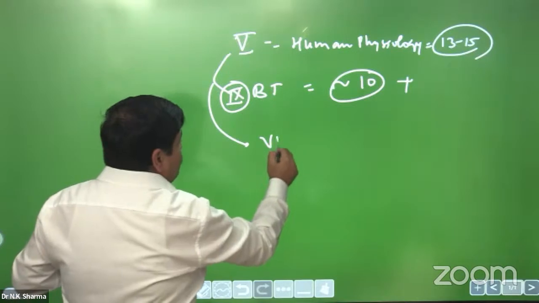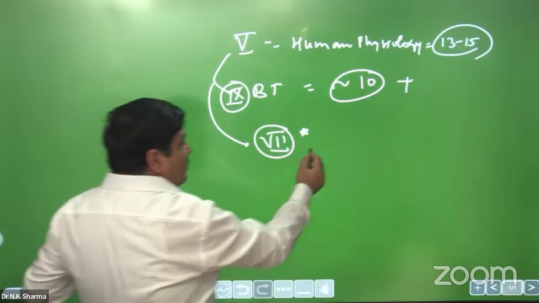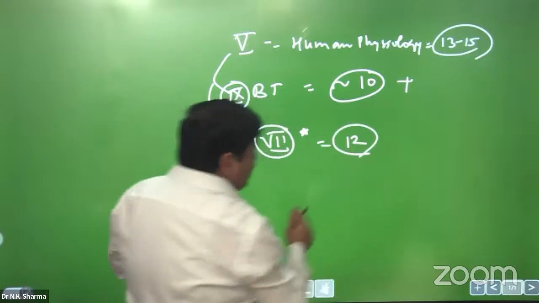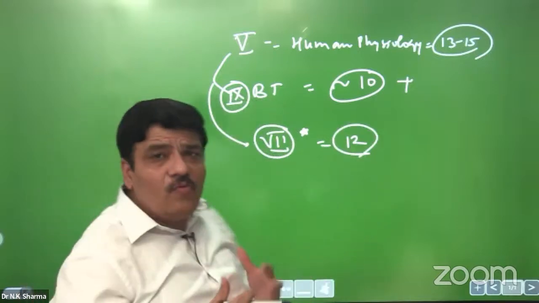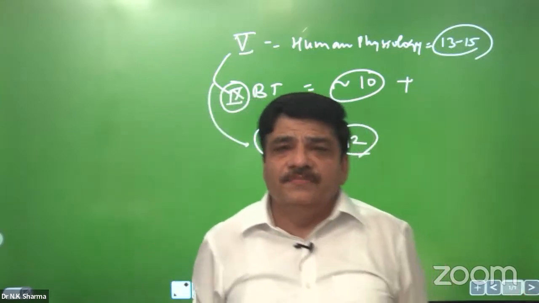And similarly, unit 7. In unit 7, I would say chapters number 5 and 6, you can understand that this would be around 12 questions. The rest of the units will have 7-8 questions each. Yes, sir.